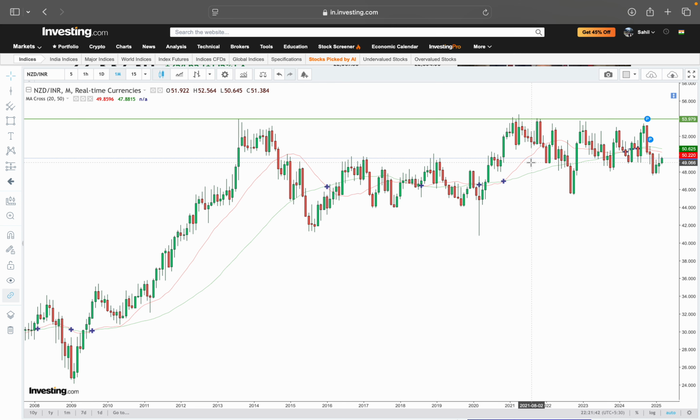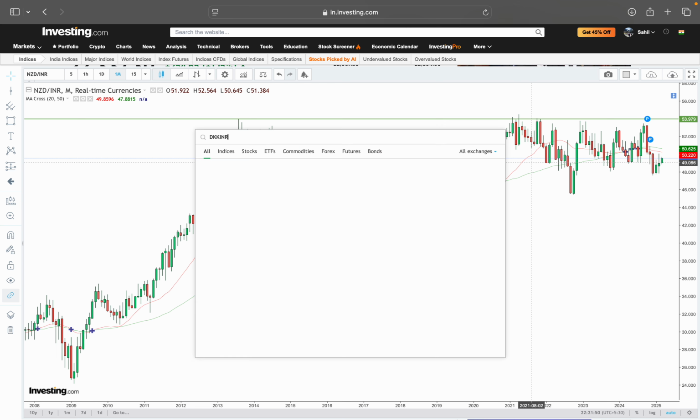Now, we can also have a look at other important currencies. For example, we have the Danish krone and the INR. So here we are looking at the forex markets where these currencies have high amounts of liquidity. The Danish krone, the Canadian dollar, the Japanese yen, etc. Obviously there is no way to trade these currencies.